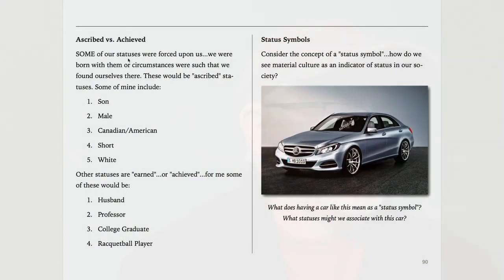So let's look at the course book again here. I have a status symbol here of a Mercedes. If you saw me driving around with a Mercedes, what would you think? You might think I stole it. You might think I make a lot of money.